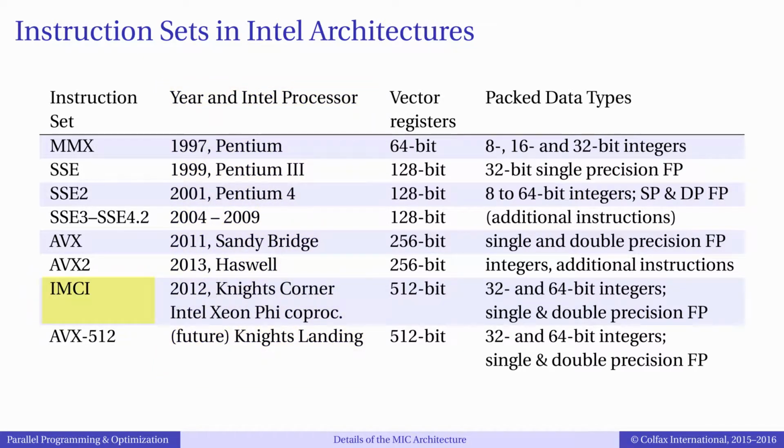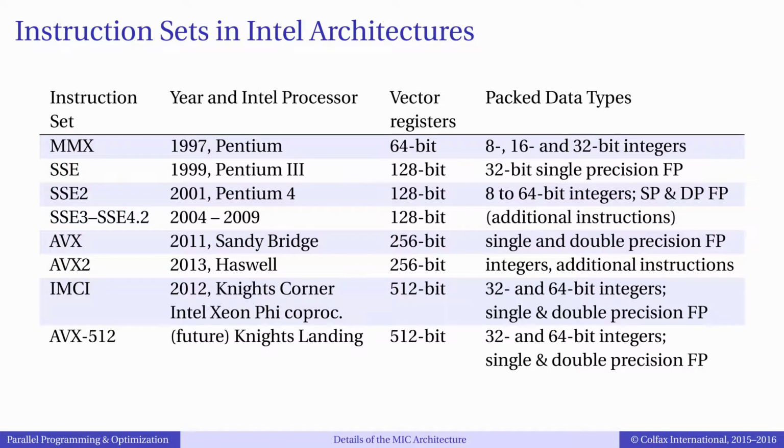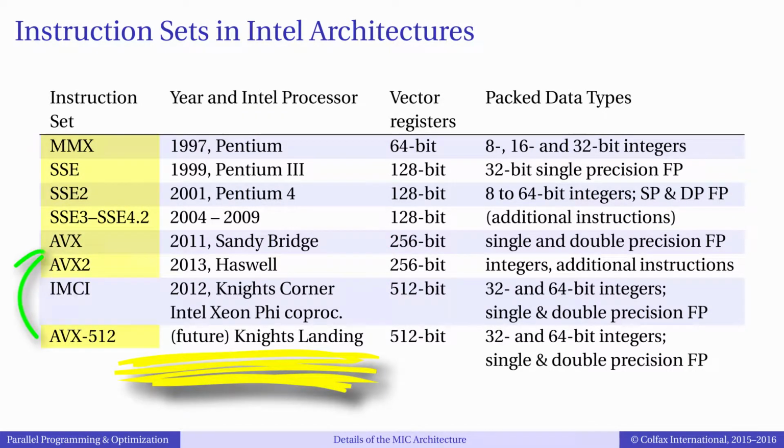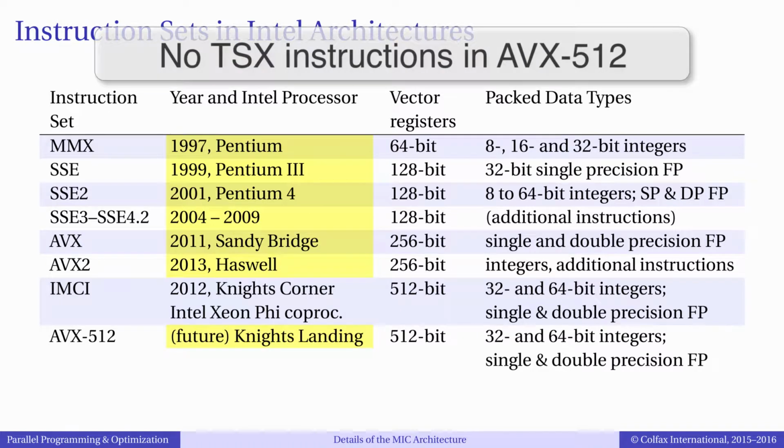IMCI instructions are not a superset of AVX or SSE2. Therefore, applications compiled for a Xeon CPU cannot run on the first-generation Xeon Phi and vice versa. However, the second-generation Xeon Phi will be backward compatible with AVX, SSE2, and all earlier instruction sets. So, an application compiled for the Ivy Bridge or Haswell CPU architecture will run on the Knight's Landing architecture, with the only exception of transactional synchronization extension instructions from Haswell's AVX2 set.